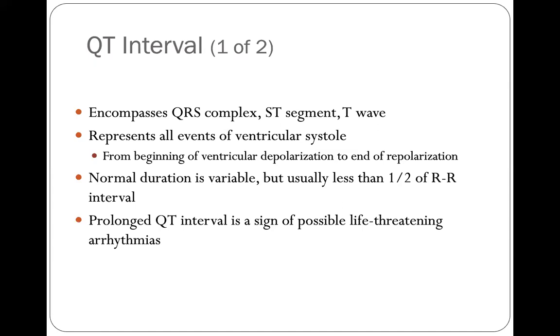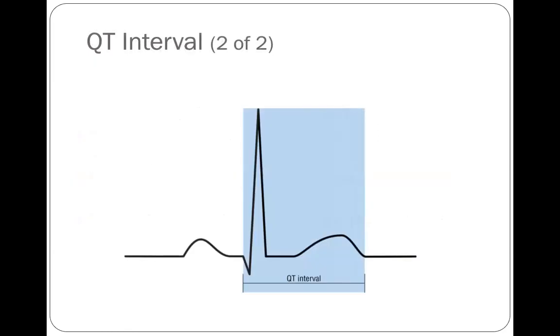So from one R to the next R, or from one QRS complex to the next QRS complex. It is actually variable, so it's just normal for it to be less than half the R to R interval. And a prolonged QT interval is a sign of a pretty serious problem. But finding the exact QT interval requires a calculation process and a corrected QT interval. It has to be corrected for the heart rate. So we'll talk about how to calculate the QT interval in another class. So right now, just know what the QT interval is. It starts at the beginning of the QRS complex and goes to the end of the T wave.